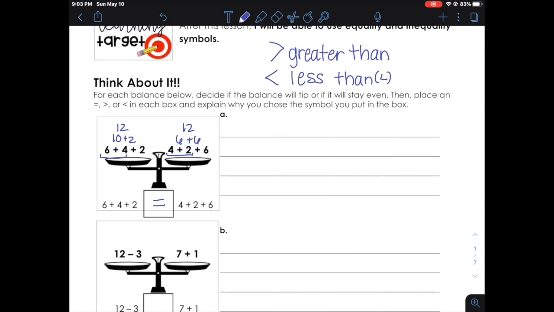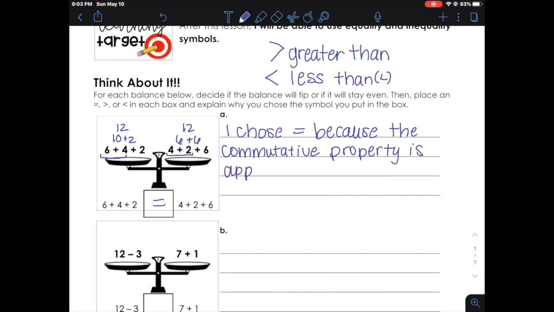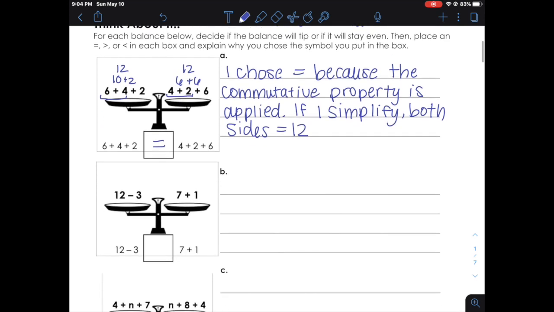We know it's an equal sign because it's demonstrating the commutative property. So I chose equal because the commutative property is demonstrated or applied. If I simplify, both sides equal 12. So an equal sign shows when two expressions have the same value, such as in example A.